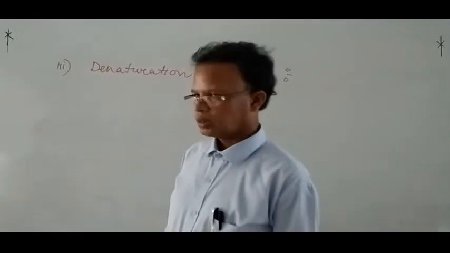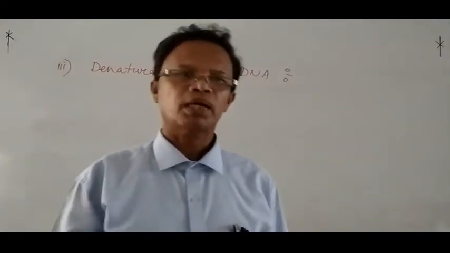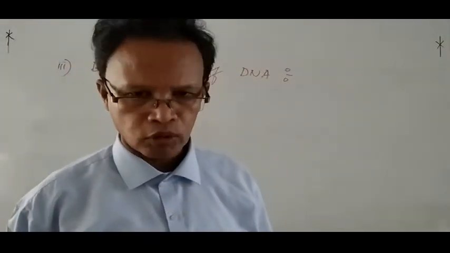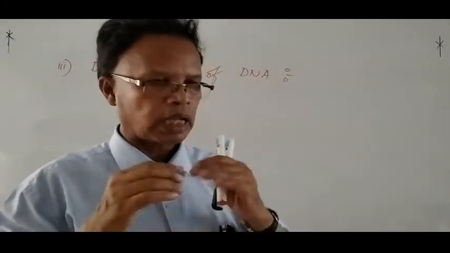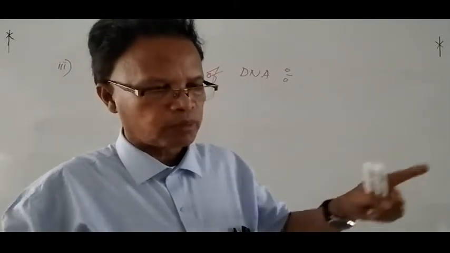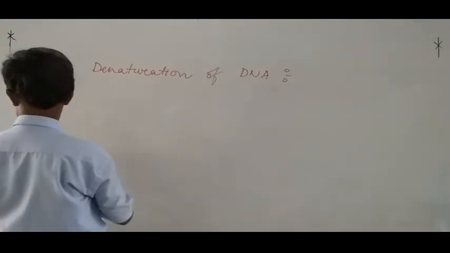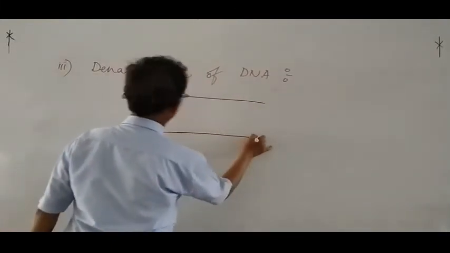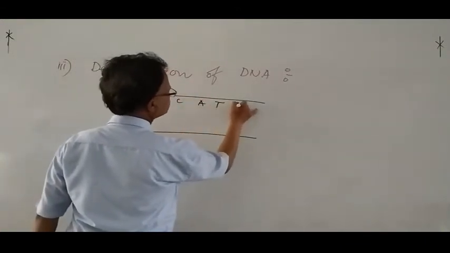The two strands of the DNA molecule must separate from each other so that the single strands now produced can be involved in functioning. Let me assume a DNA molecule again. Suppose this is a DNA molecule. Here I draw A T G C A T G C.